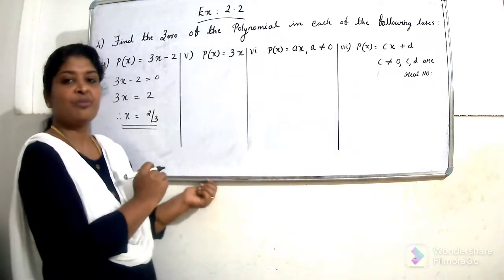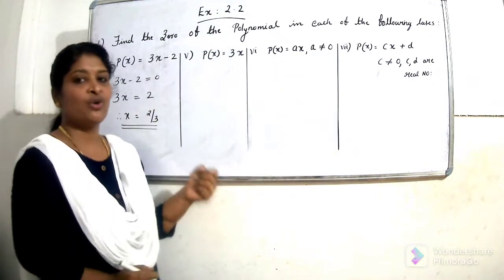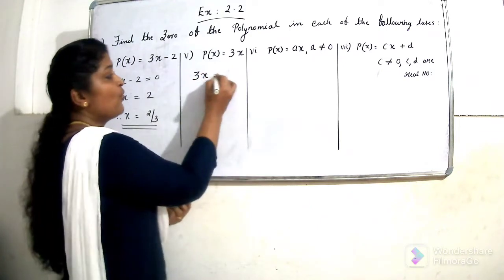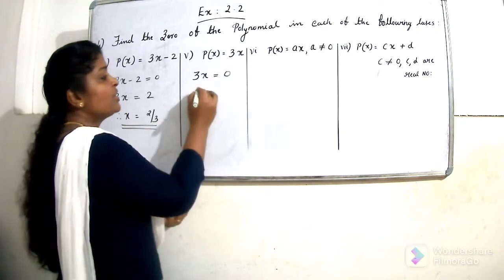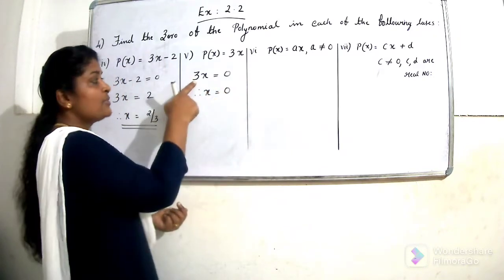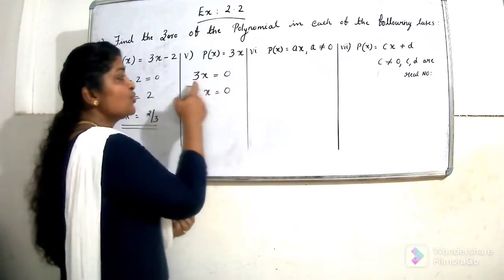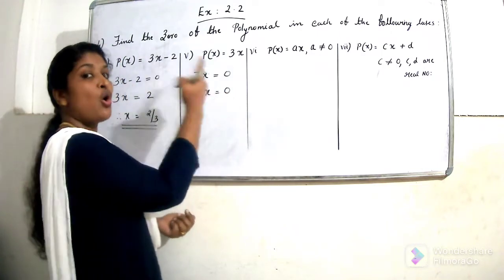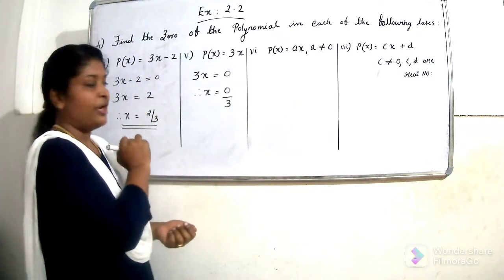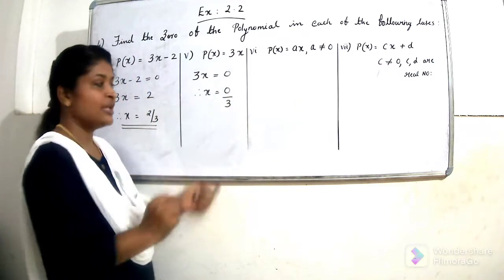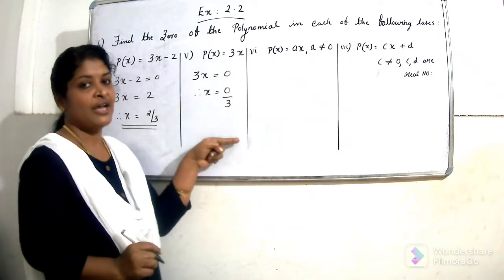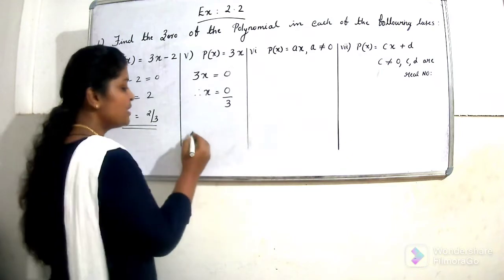Next one, question number 5. P of x equals 3x. So 3x, we equate with 0. Therefore x equals 0 is already here. This 3 has to go to that side. Here it is multiplication, on the other side it becomes division, that means denominator. And we know that if we divide 0 by any number, the resulting answer is 0.